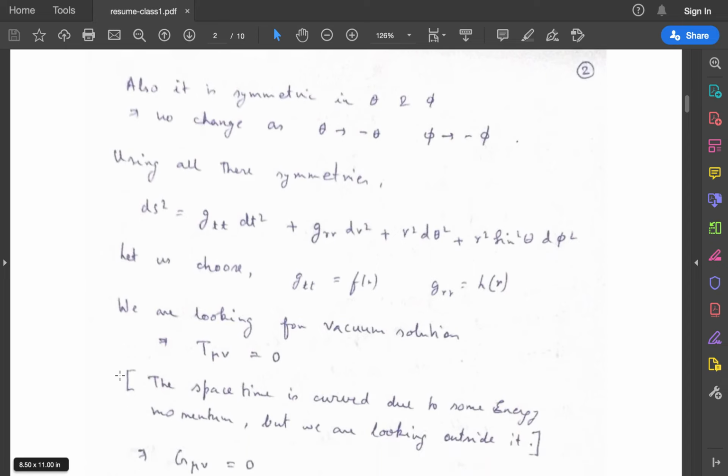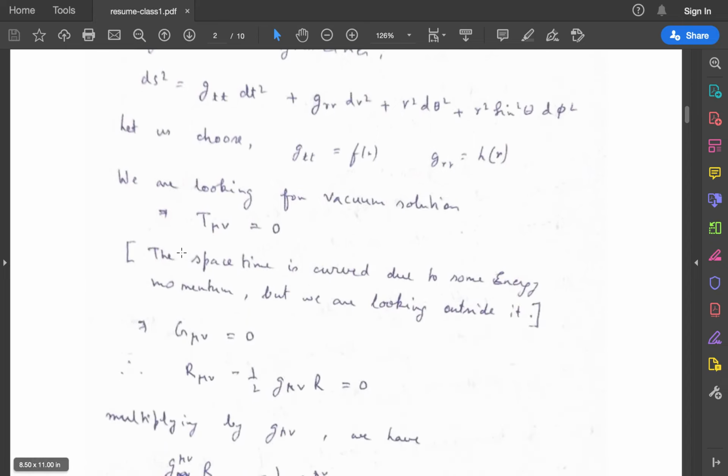Also, we will be looking into vacuum solutions. What does vacuum solution mean? That means we will assume that T_mu nu equals 0. It doesn't mean that there is no mass or energy momentum. It only means that there is a massive body, but we are not looking at the space-time inside the massive body, but outside it. Outside it, due to the massive body, the space-time will be curved. However, the nature of the curvature will be given by the metric. So this is a very general choice. This is the easiest problem to solve. So let us start with that.